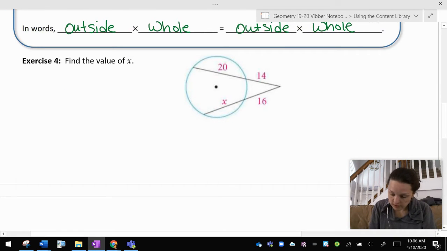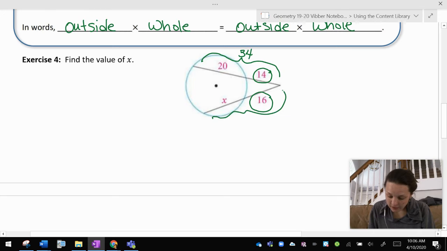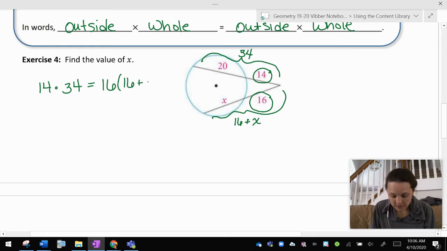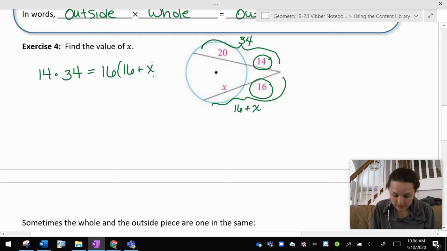So if I come down here to this one, I have two secants. The outside is 14. The whole thing is 34. For this one, the outside is 16. The whole thing, now we're going to be careful, is 16 and x, which isn't 16x. It's 16 plus x. To get the whole, make sure you're adding. So if we do outside times whole, I have 14 times 34. And if I do outside times whole here, it's going to be 16 times 16 plus x.